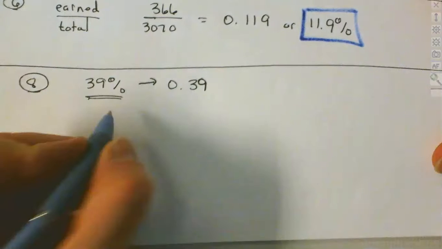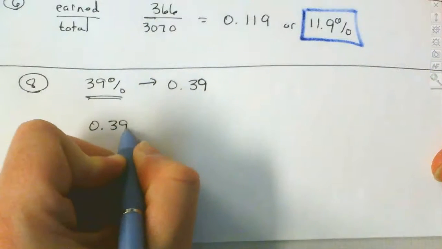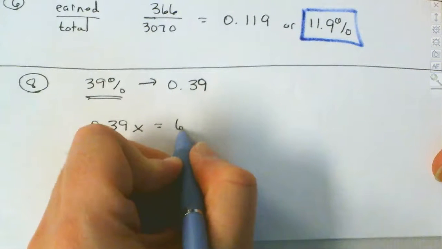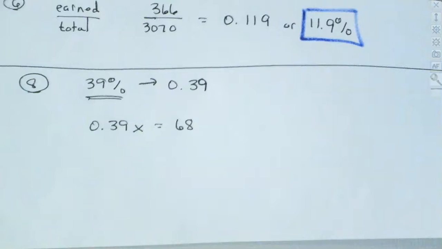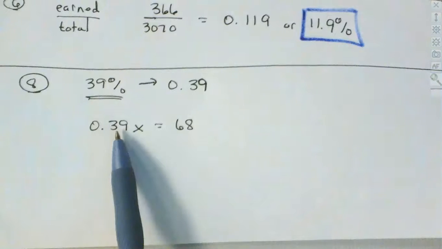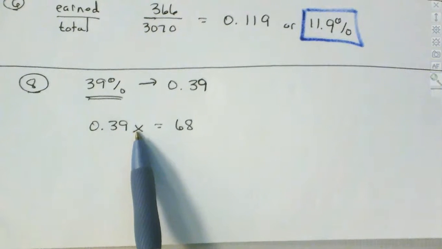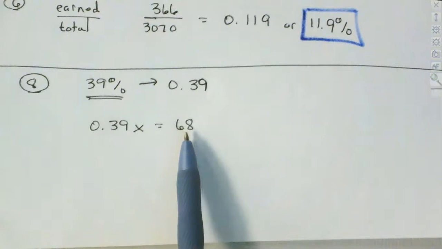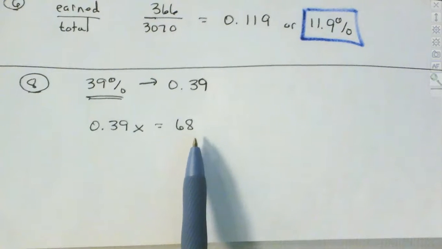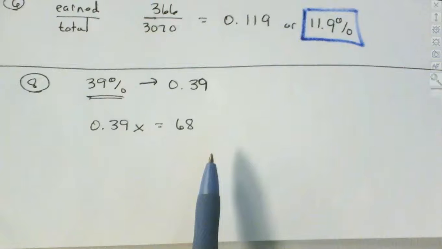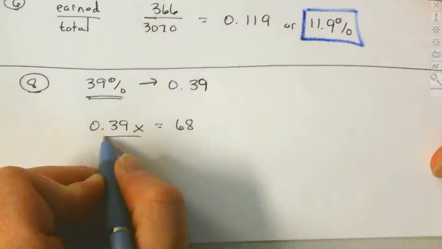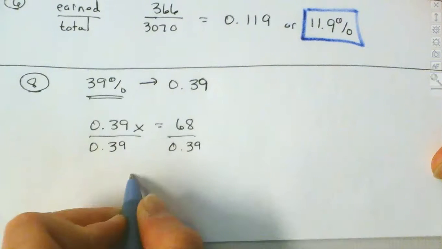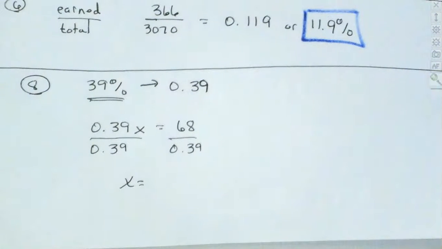So how would we set that up? Well, we have 0.39 as a decimal times some number x. We want that to be 68. So that's the way that we'll set it up. Because whatever number I find, right, it might be 100, it might be whatever it is, when I take 39% of that, what should I get? 68. My answer should be bigger than 68. So now we can go ahead and divide by that 0.39. What does that give me for my value of x here?